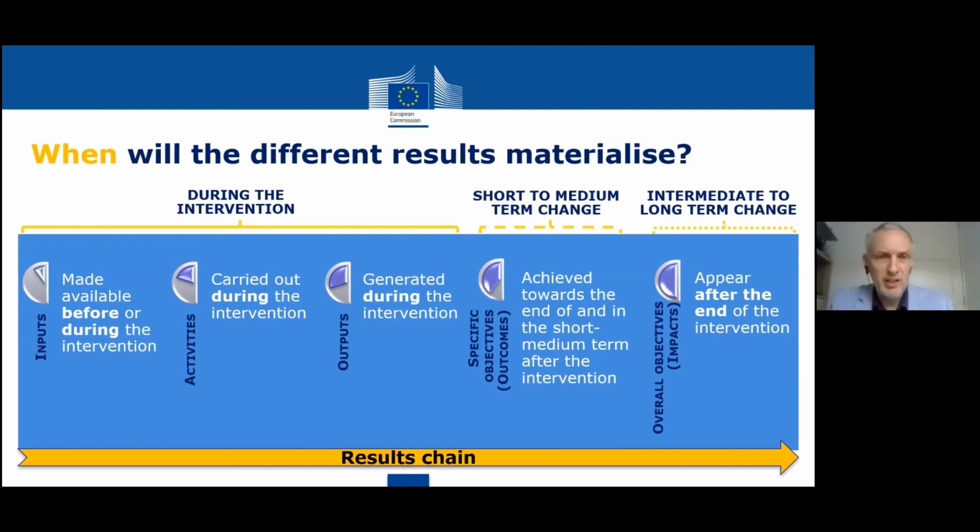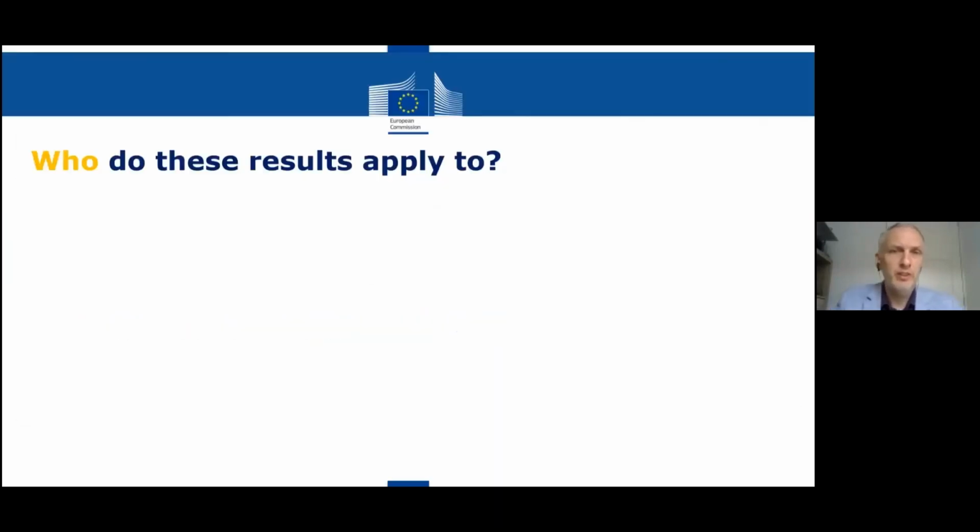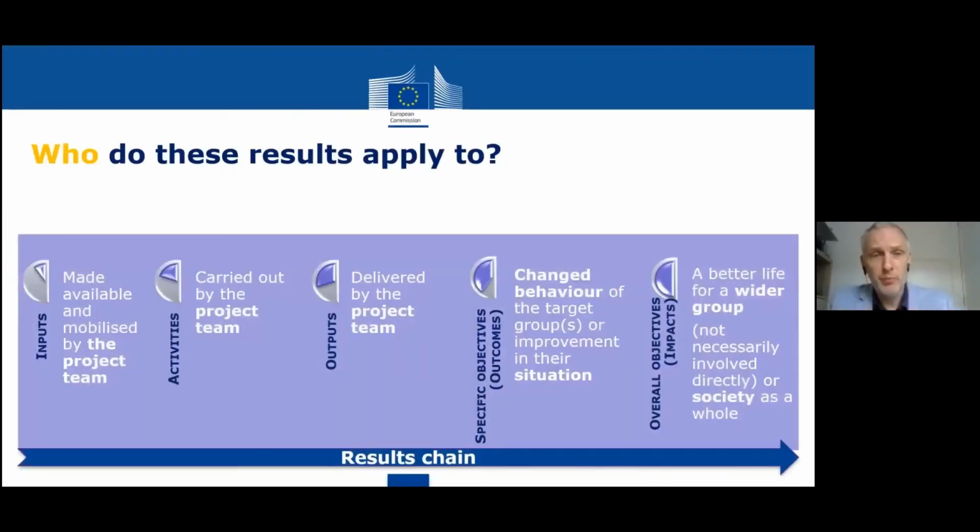So that is the second question. First one was, do we control or influence? Second one is, when do these results happen? Third question, who do these results apply to? And we've referred to it a little bit already before. First of all, we take a look at the ones responsible for the intervention. Let's say we, us. So we have to mobilize the resources, we have to do the activities, and we include the contractors we hire, and we have to deliver those outputs.